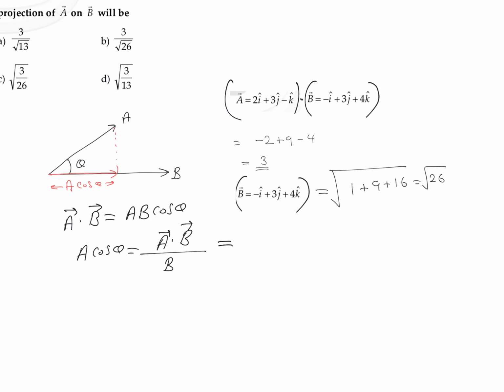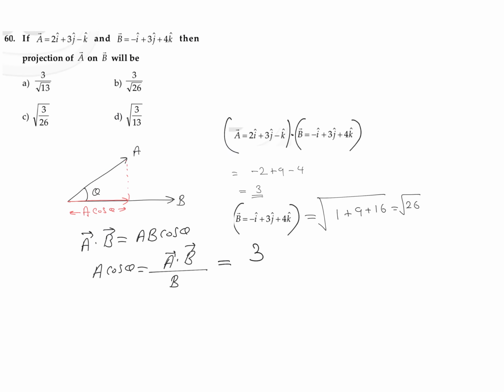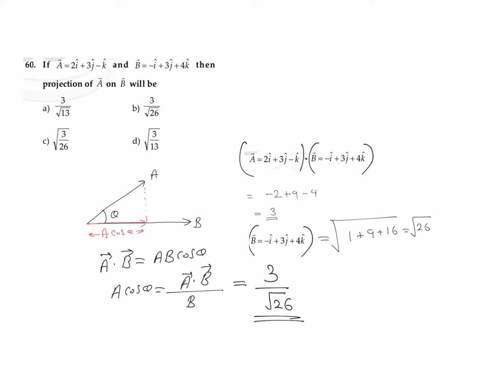Now we can substitute this value over here. So this is going to be 3 divided by root of 26. So that is the component of A along the direction of B, or the magnitude of the projection of A along the direction of B.